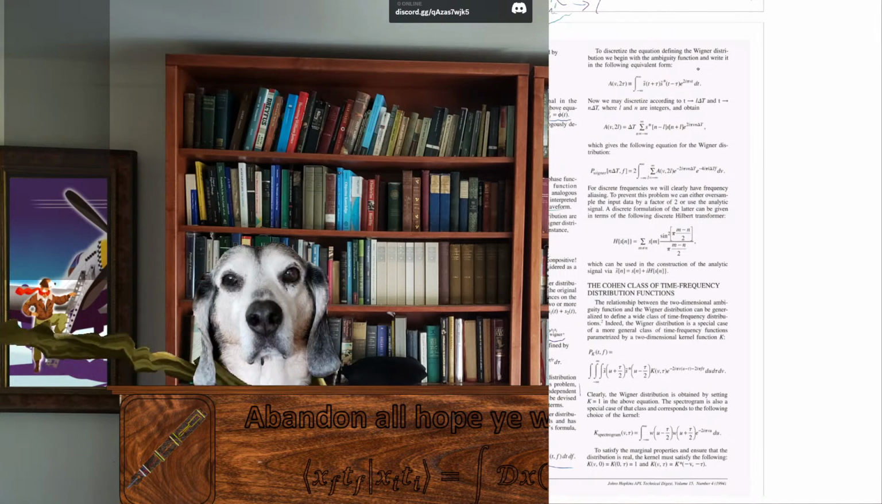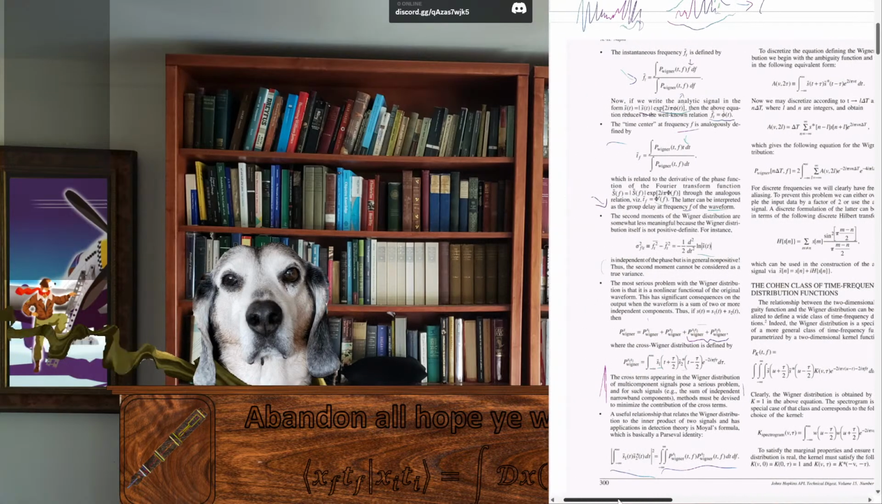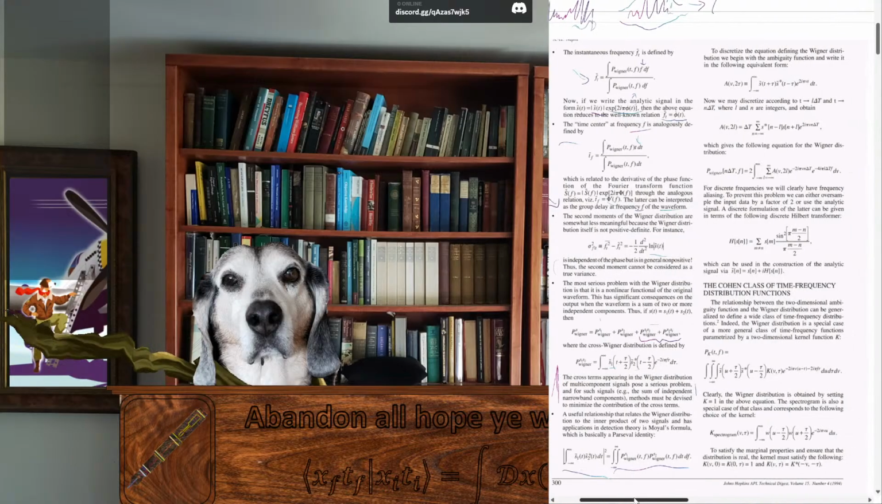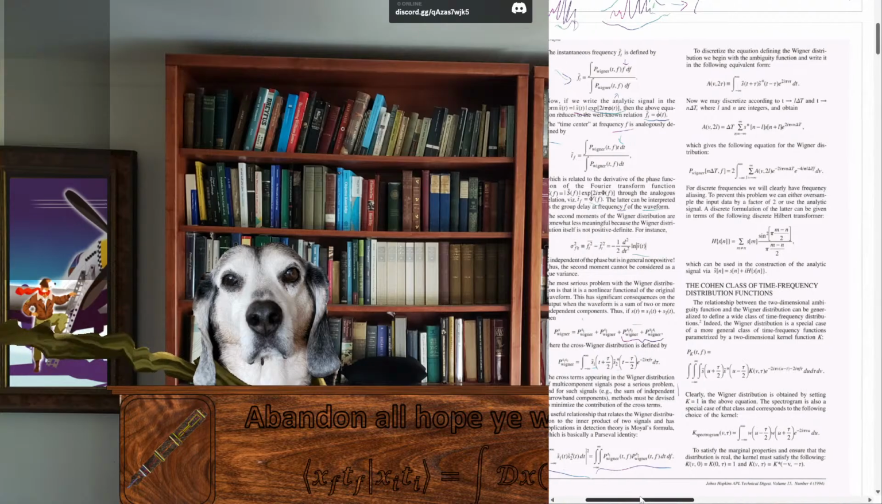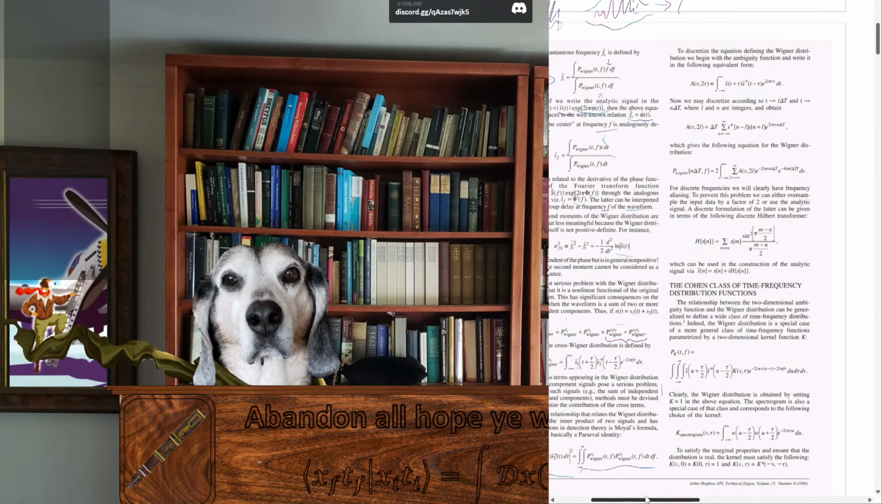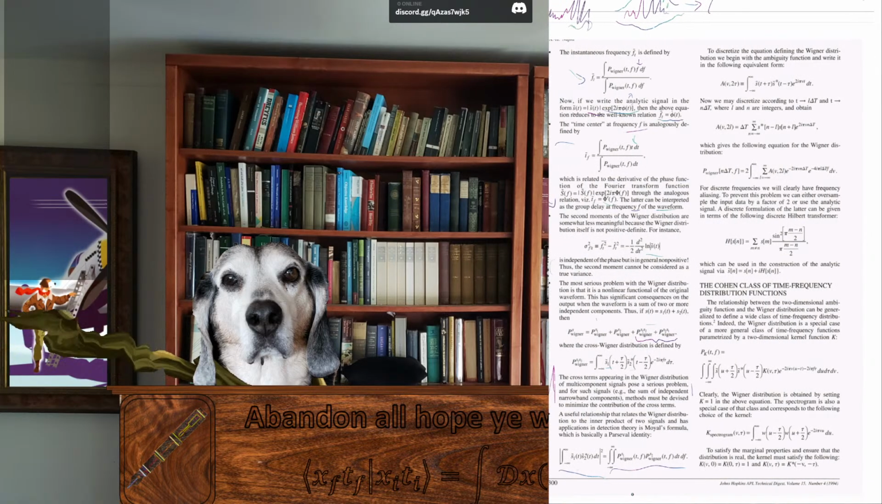To discretize the equation defining the Wigner distribution, we begin with the ambiguity function and write it in the following equivalent form. Wait, what? I feel like something is missing there. I guess that's just an independent thing, so this is different. So we say that's a useful relationship, sure, and then we just hop over to here.